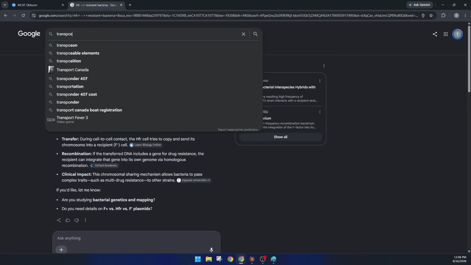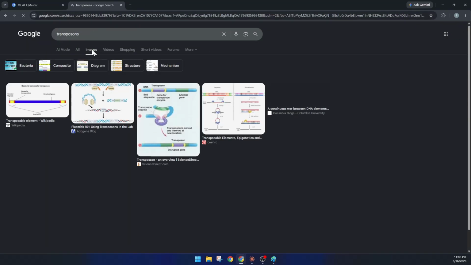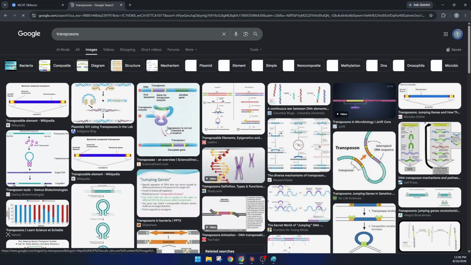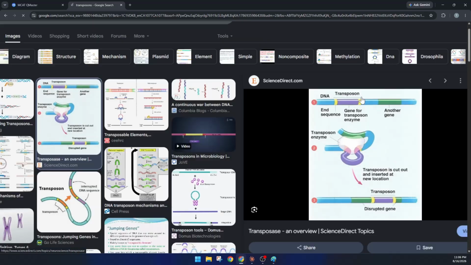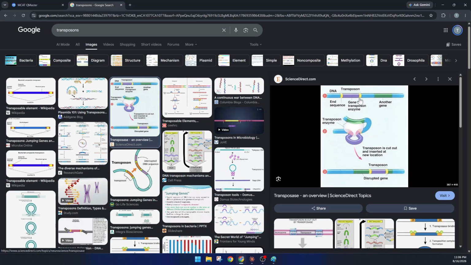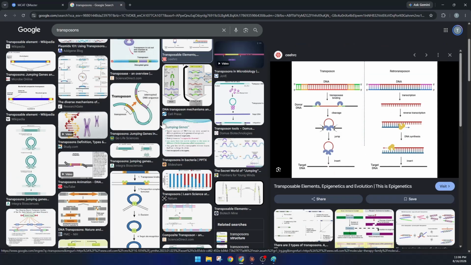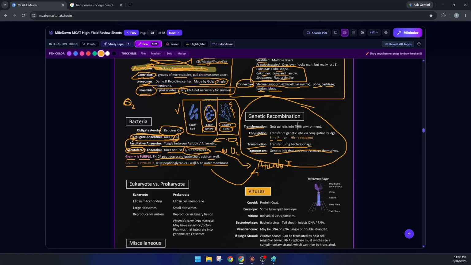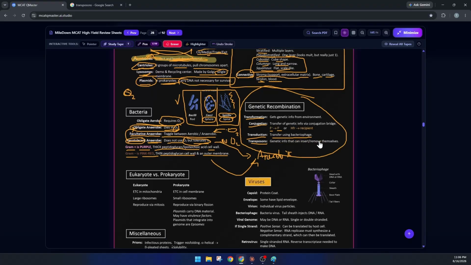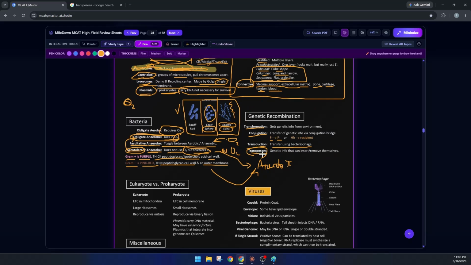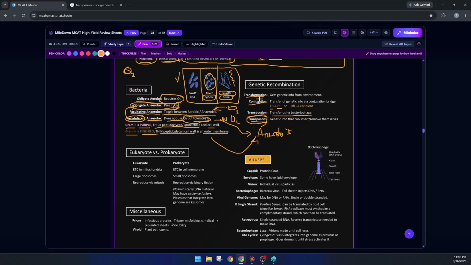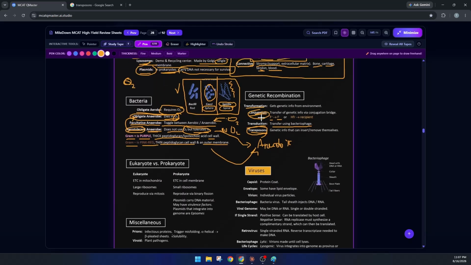So transposons, right? You'll learn a little bit more when you go into DNA and cell replication. But for now, just know that it's basically any genetic info that can insert and remove themselves. And that's not really specific to only bacteria, right? So a conjugation is, yeah.